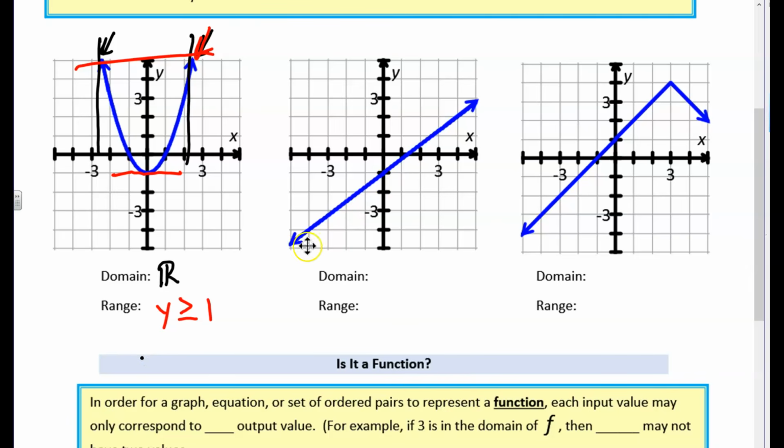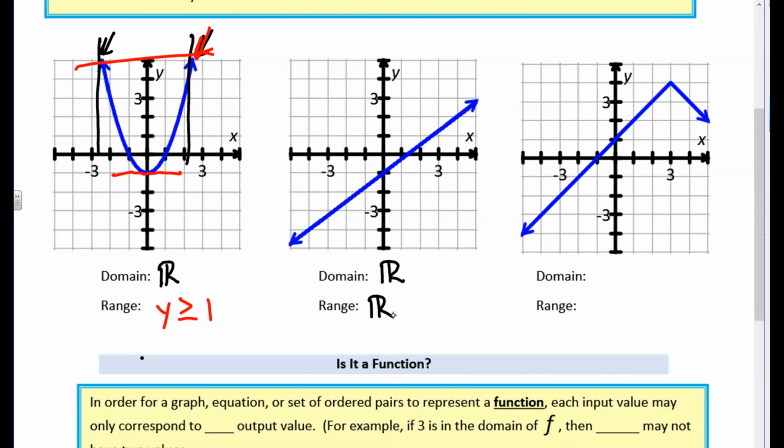I'm getting arrows on both ends as I go from left to right, which means that my domain here is all real numbers. We can plug any x value in to this equation and get a result. My range is also similar. As I go from the bottom, I get an arrow. As I go from the top, I get an arrow. My range here is also all real numbers, which means I can have any y value on this graph.